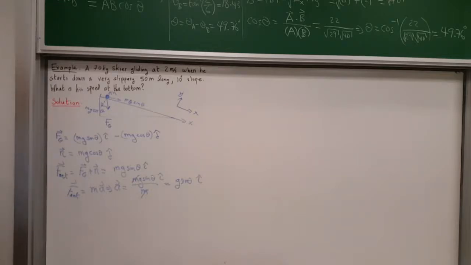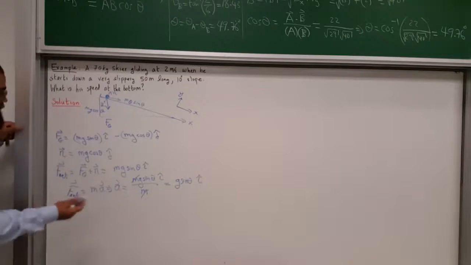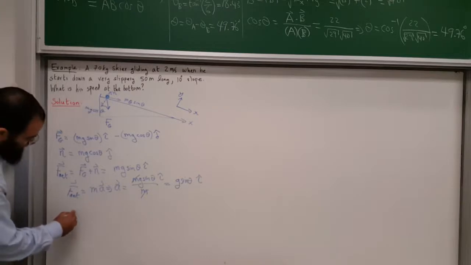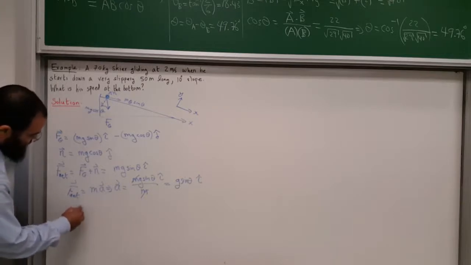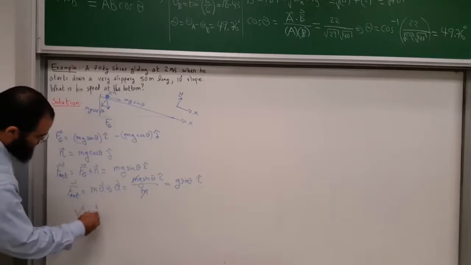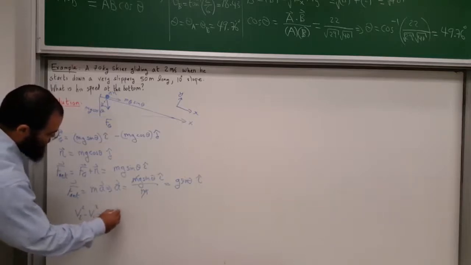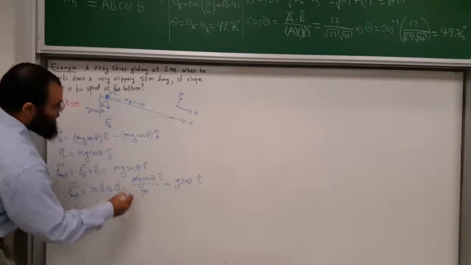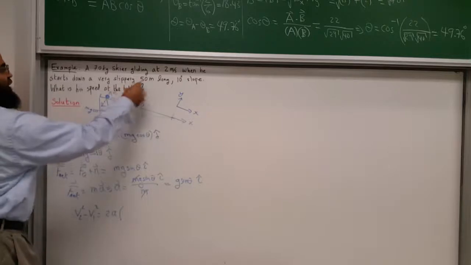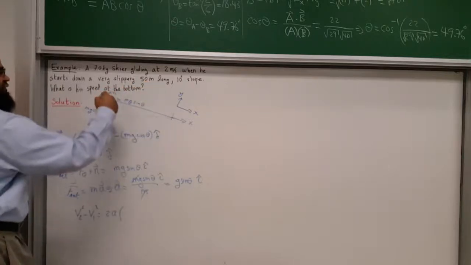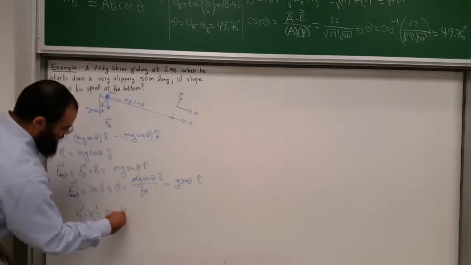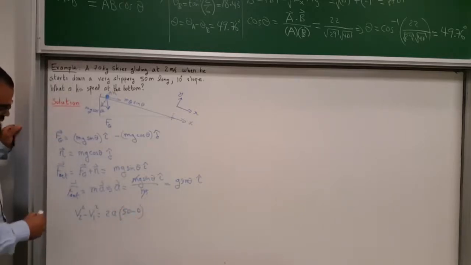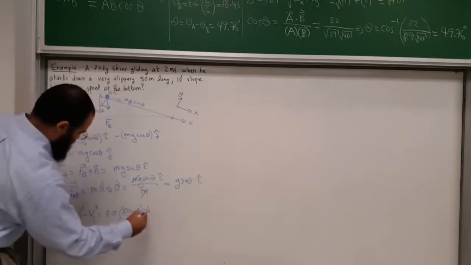So what would the speed be down the slope? It's motion at constant force, so constant acceleration. So v2 squared minus v1 squared is equal to 2 times the acceleration times x final minus x initial. X final is 50 meters down the slope, and the initial position is 0, so 50 minus 0.